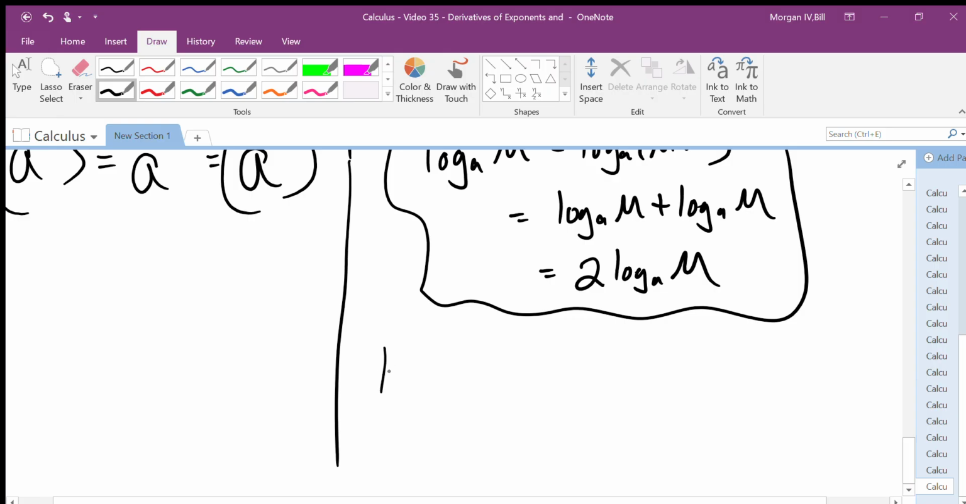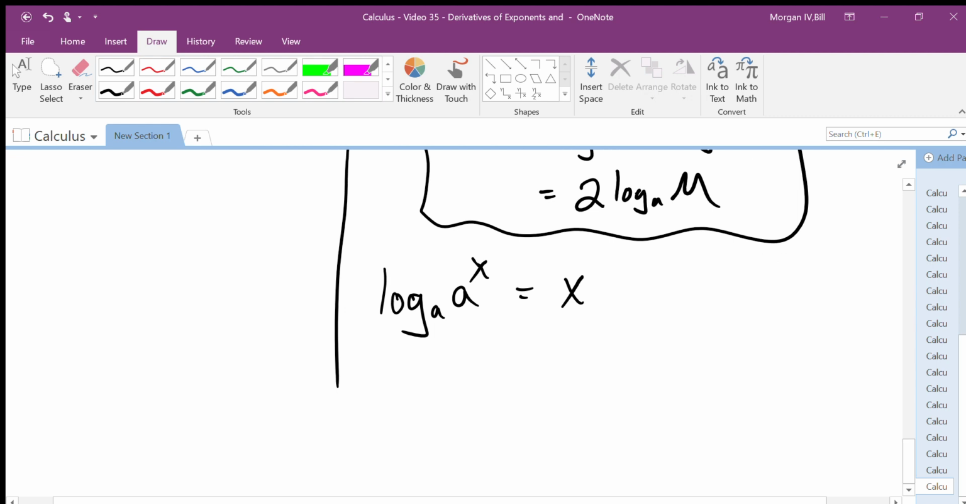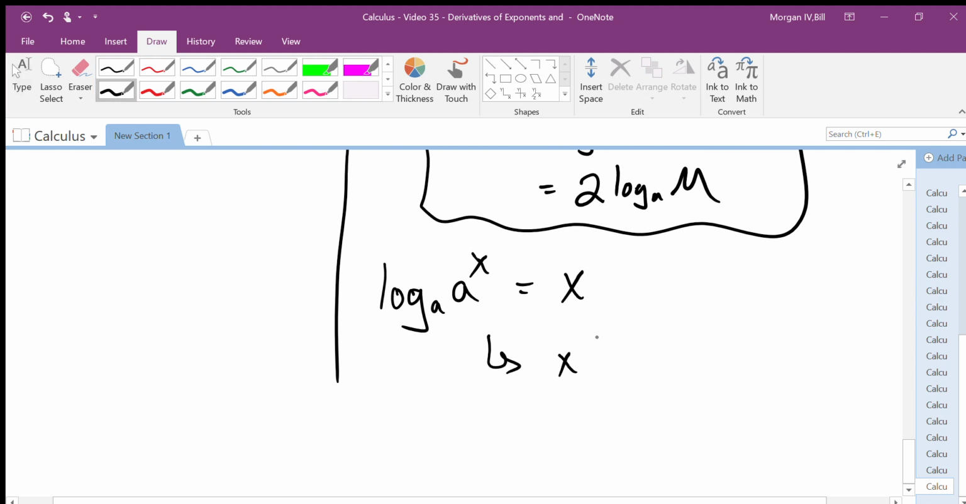Log base a of that same number a raised to the power of x, log base a of a to the x, is equal to x. Okay, let's see about that. One thing you could do is since this is a to the x, you could bring that x out in front of the logarithm. That's right. So we could look at this as x log base a of a, and then I don't know why I'm doing this out of order here, but log base a of a is simply just 1.